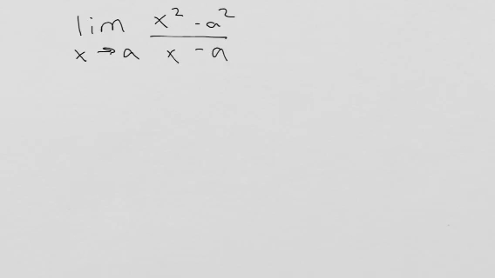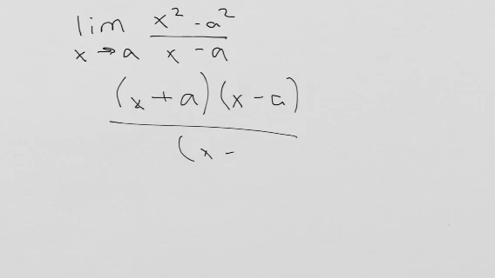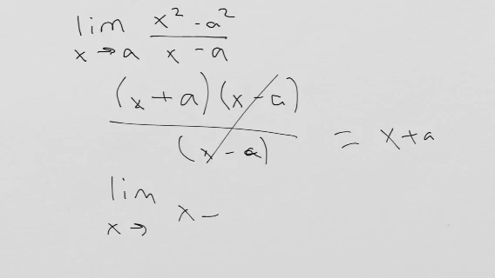Now looking at the more general case, the limit as x goes to a of x squared minus a squared over x minus a. We can do the same thing. That's still a difference of two squares. We can still do this factoring. So x plus a times x minus a all over x minus a. And that's equal to x plus a. So the limit as x goes to a of x plus a is obviously 2a.